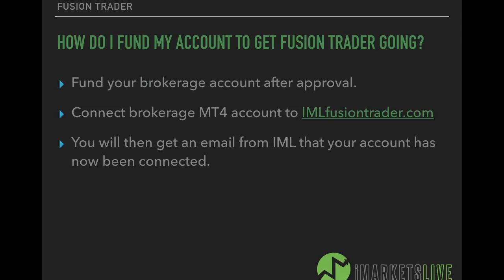So how do I actually fund my account to get the FusionTrader going? So all you do is you fund your brokerage account. Remember, you don't fund IML FusionTrader. Everyone's like, I got to fund the FusionTrader. No, you fund your brokerage account after it's been approved. You connect a brokerage MT4 account to IMLFusionTrader.com, so again, they can speak to each other. You're then going to get an email from IML that your account has now been connected. Okay, once it's connected, it's then going to take the trades of the trader that you chose the next time he trades.